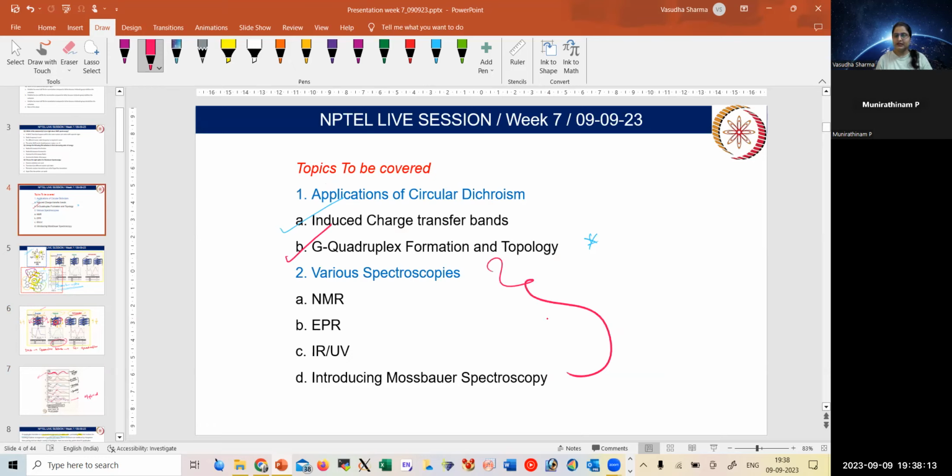Now the main part is coming, which is the various spectroscopies, and among that our main topic is spectral spectroscopy, which we will be talking about next week, because the week lectures will be starting from week 8. So today we will be taking up the basics of spectroscopy.